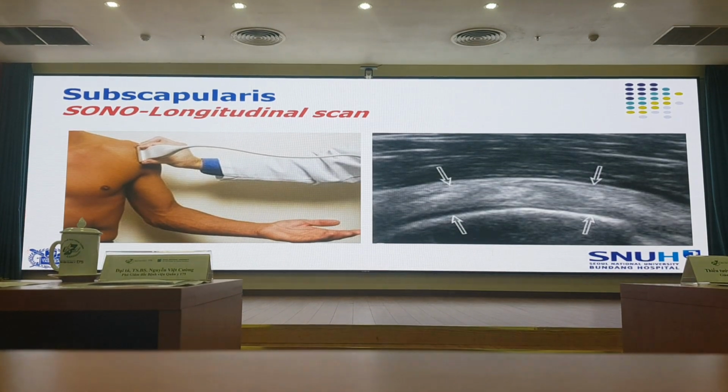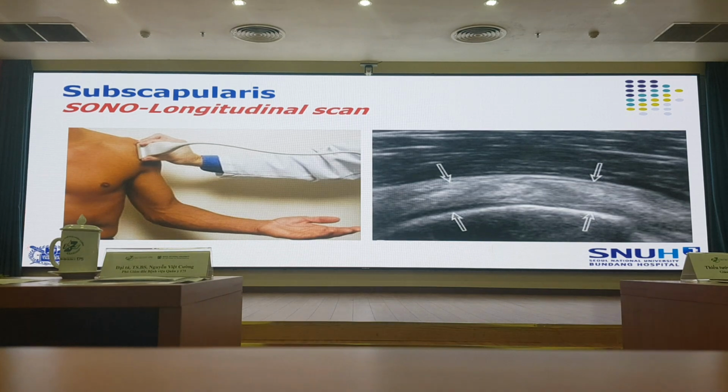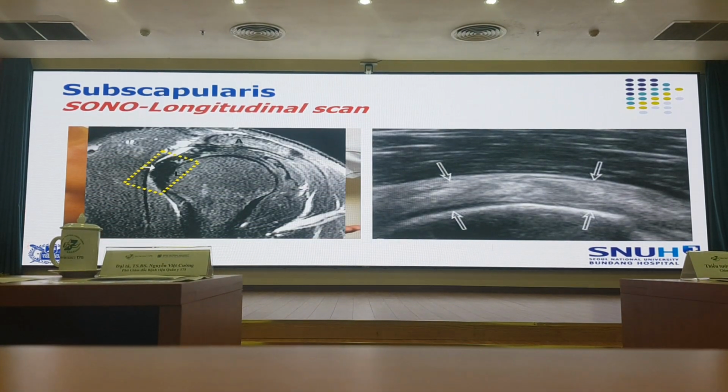After that, I rotated the probe using the long axis of the subscapularis, and you can see this point of view, and it looks like a sector view of the MRI.